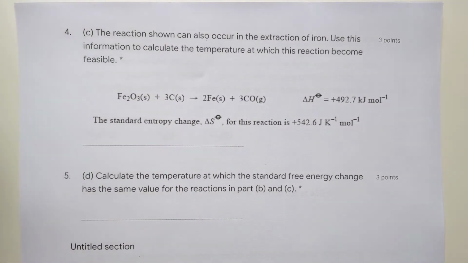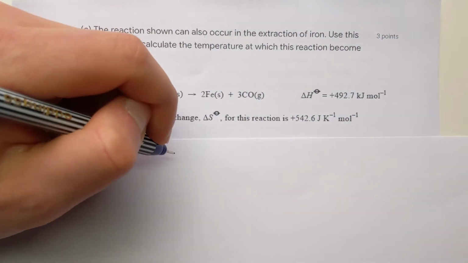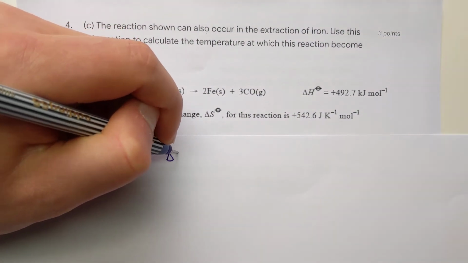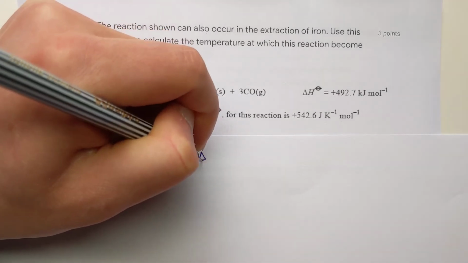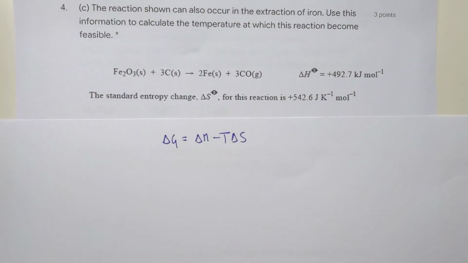So that's a standard question in this topic. There's a little section in the notes about it. It's called calculating the temperature feasibility. So the key thing I think about here is whenever we're talking about feasibility of reactions, we're always talking about delta G and whether it's positive or negative. Because remember, negative delta G is always favourable, positive delta G is always unfavourable.